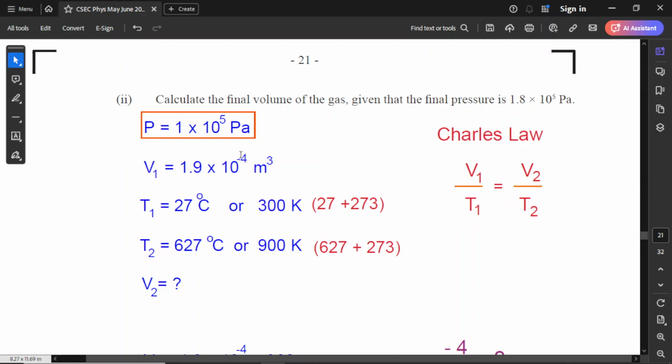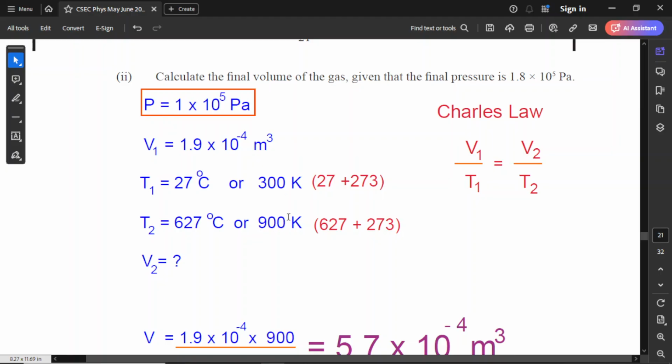Based on this given information, we know that this is Charles' law, because if we have 2 different temperatures and 2 different volumes, then for sure we know that pressure is constant, and therefore Charles' law is applied to this question. A point to note also, you need to convert your degrees Celsius into Kelvin. To move from degrees Celsius into Kelvin, you add 273. So 27 plus 273, you get 300. And 627 plus 273, we will have 900 Kelvin. All right, so that's where we get these values.